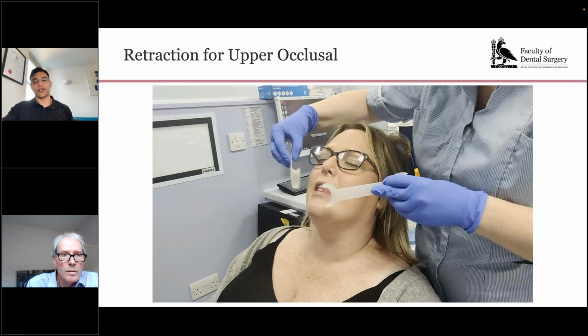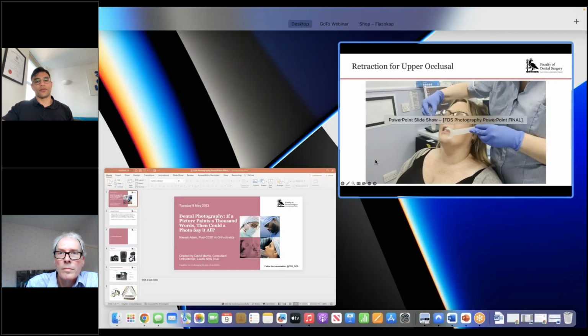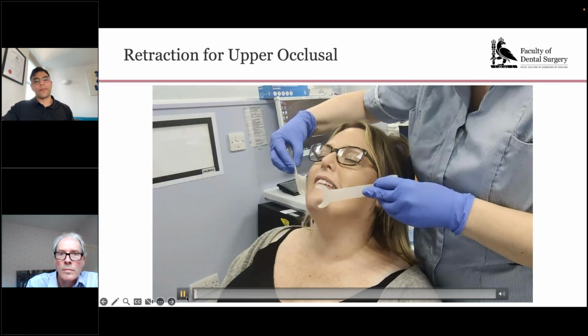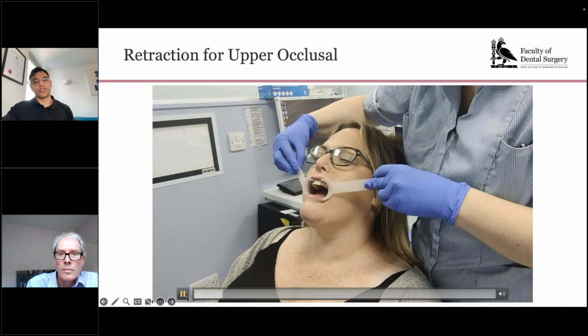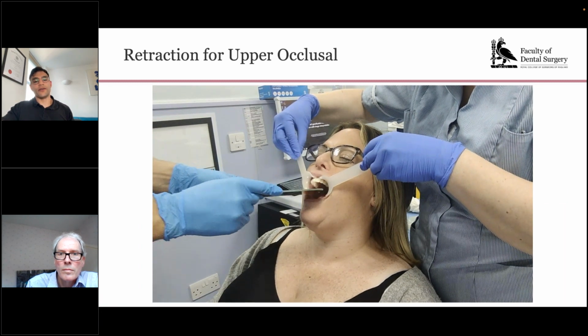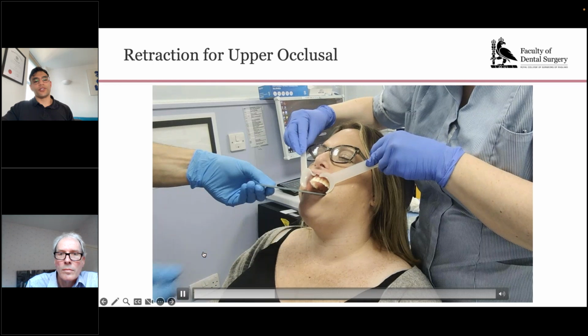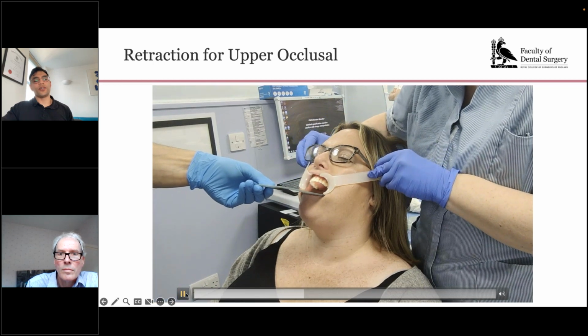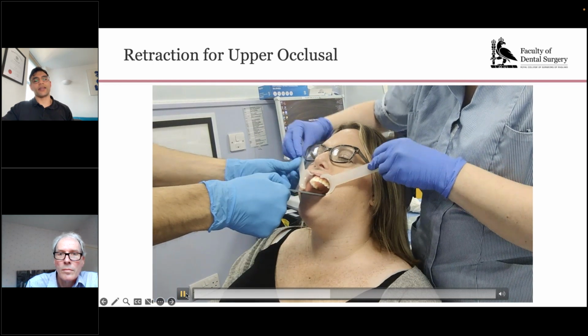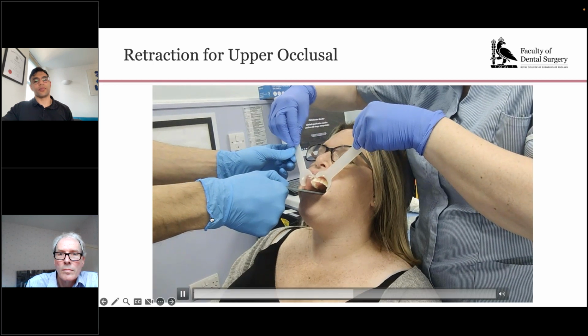Now for the upper occlusal, you put the retractors in like we discussed, you put the mirror in, and what you do is you get the patient to open as wide as they possibly can. So let's get the retractors in the right place.